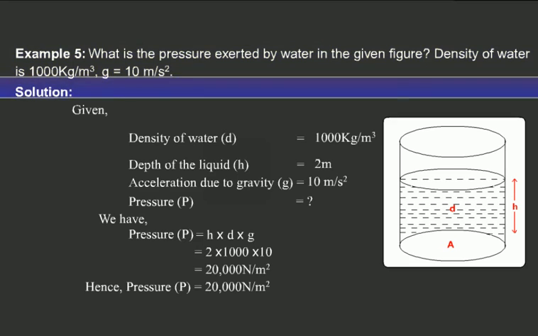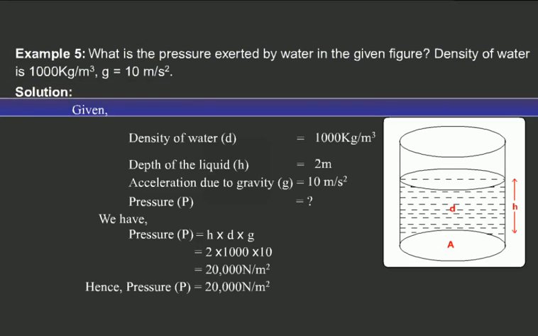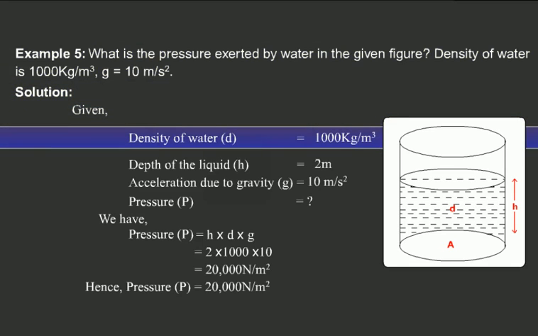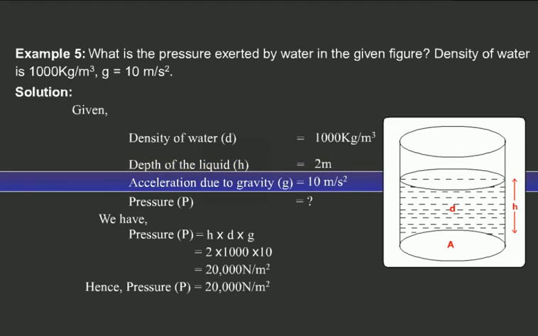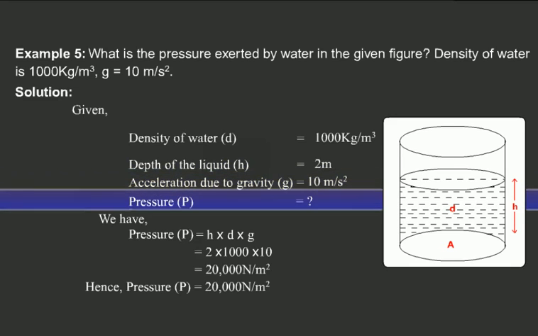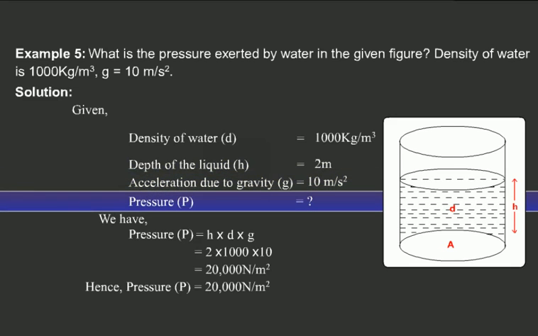Now, let us solve for this. Students, we have been given the density of water, that is D, as equal to 1000 kg per meter cube, the depth of the liquid, denoted by H, as equal to 2 meter, the acceleration due to gravity, that is G, equals 10 meter per second square. Now we have to calculate the pressure, that is P.